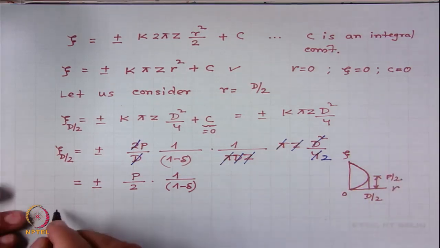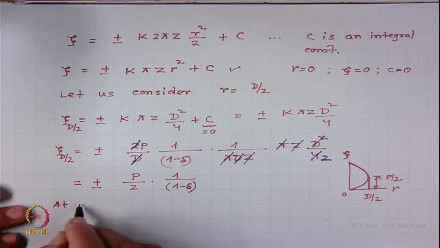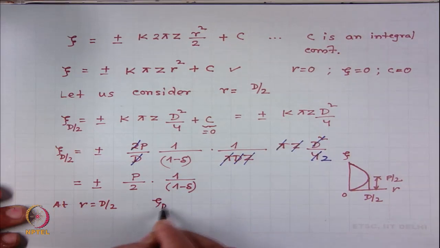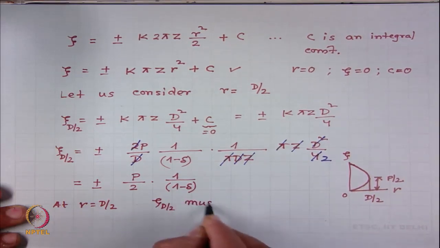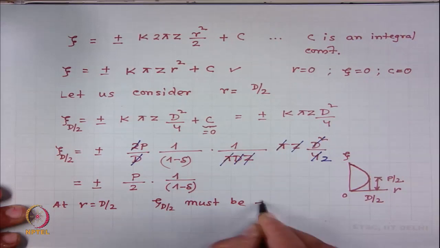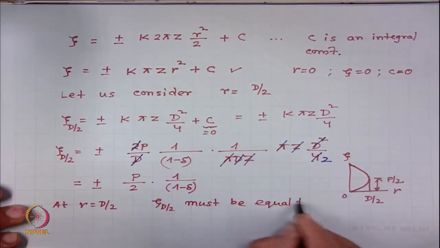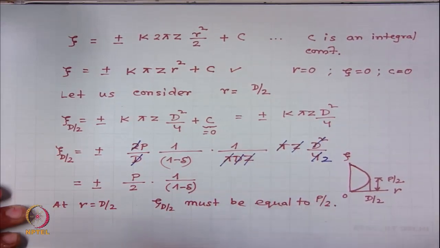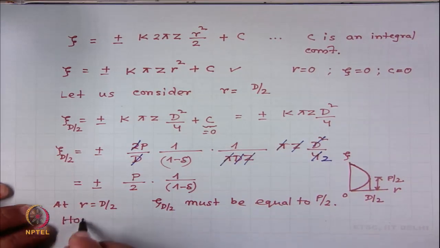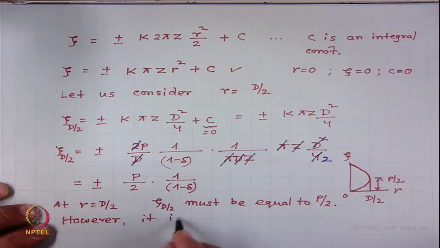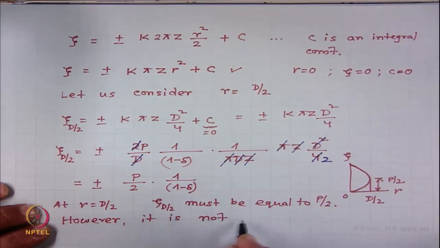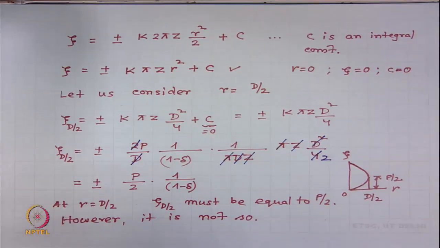So, at r is equal to d by 2, zeta at d by 2 must be equal to p by 2. However, it is not so. So, we need to correct the approximated equation.